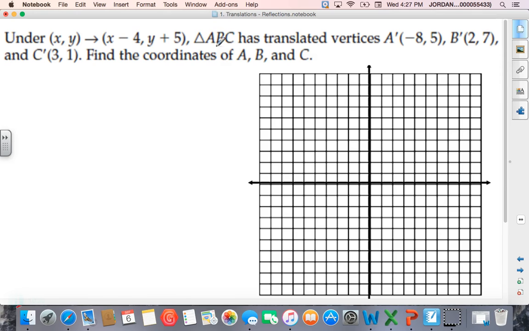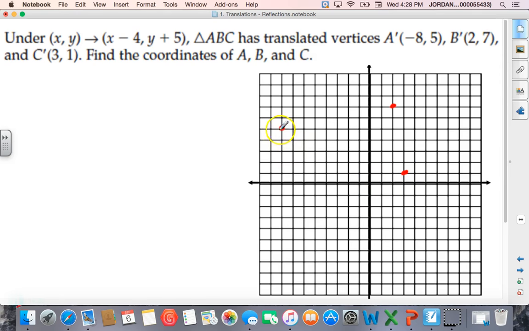So let's go ahead and graph these points that we're given, the A prime, B prime, and C prime. So A prime is negative 8, 5. 1, 2, 3, 4, 5, 6, 7, 8. And then up 5. 1, 2, 3, 4, 5. So there's our A prime. And then B prime is 2, 7. 4, 5, 6, 7. And C prime is 3, 1. Over 1, 2, 3, up 1.